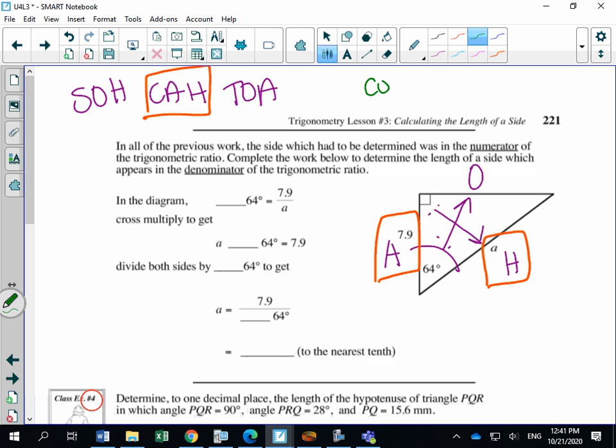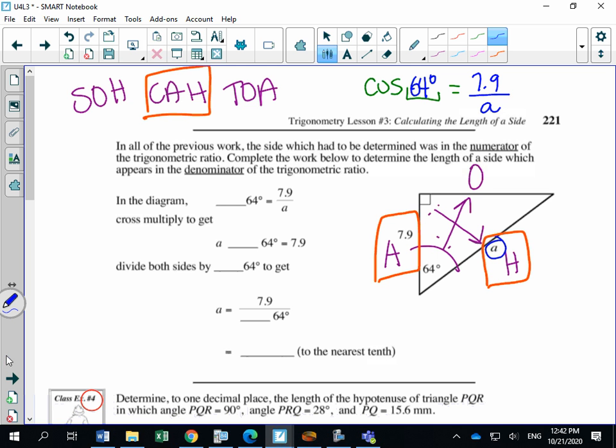So then I write, okay, the cosine of my given angle is equal to. Now, we're going to start skipping a couple steps, right? So my given angle is 64 degrees, so I'm ready to put that in. And the step I'm going to skip is I'm not going to write A over H. That's just to help you. If you really need to, you could write it. But A is 7.9. And H goes on the bottom, and H is my unknown, and they said that's the letter A. So now we're solving for the letter A, and A is in the denominator.